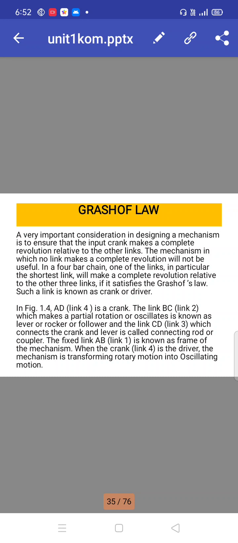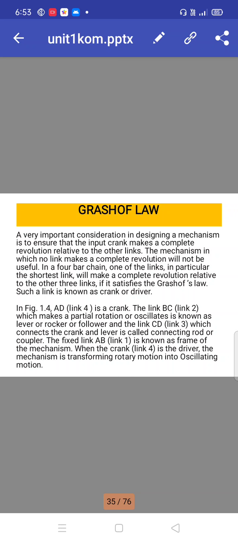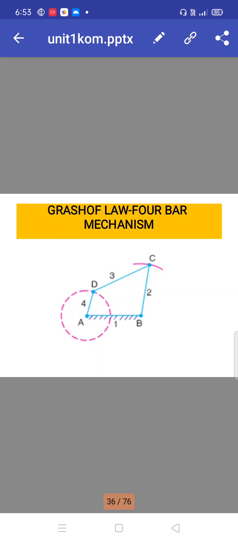The link BC, which makes partial rotation or oscillates, is known as lever or rocker or follower. And the link CD, which connects the crank and lever, is called connecting rod or coupler. The fixed link AB is known as frame of the mechanism. When the crank is the driver, the mechanism is transforming rotary motion into the oscillatory motion. So this is the diagram for Grashof law for four-bar mechanism.